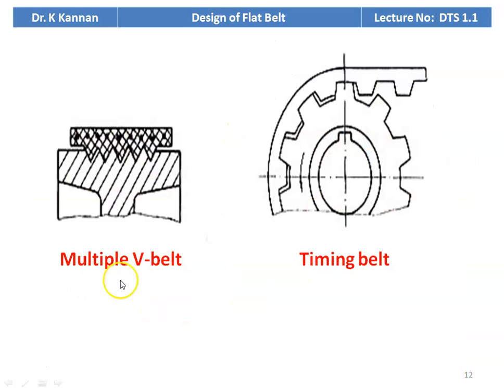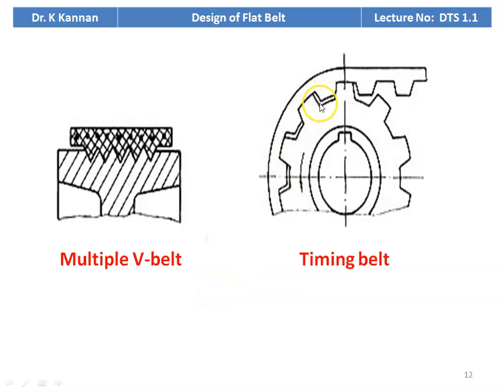And this is the multiple V belt. So we have multiple Vs and corresponding grooves. They are fitting into the grooves. So that is called a multiple V belt. And sometimes we use single belts, so single belts in multiple numbers. So this is multiple V. The cross section of the belt is multiple V. Sometimes we use multiple numbers of single V belts.